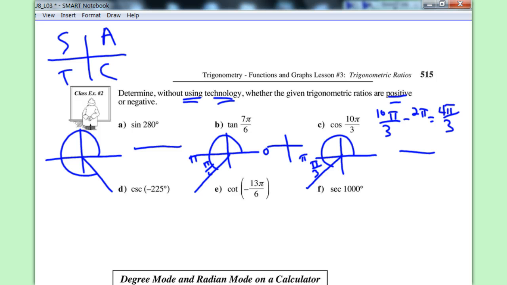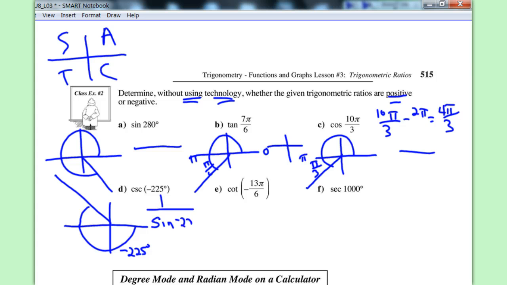Okay, now we're dealing with cosecant of minus 225. Well, we probably like degrees better. What's minus 225 degrees? Well, minus 90, minus 180, and another 45 degrees. There's minus 225 degrees. It's 45 degrees into quadrant 2, and that's definitely a quadrant. Well, what is cosecant? Cosecant is 1 over the sine of minus 225. So in that quadrant, sine is positive, so that makes this positive.